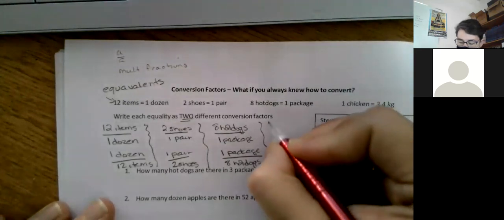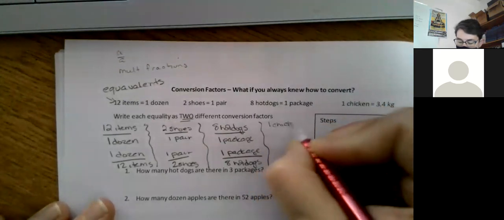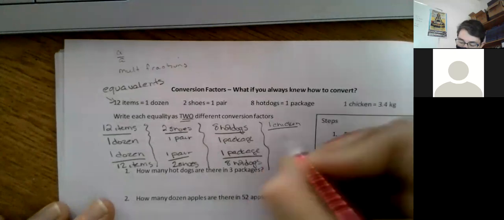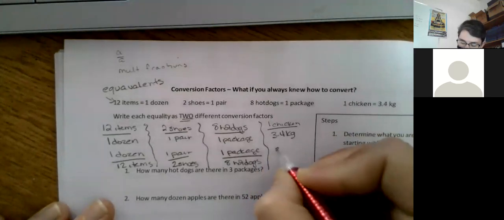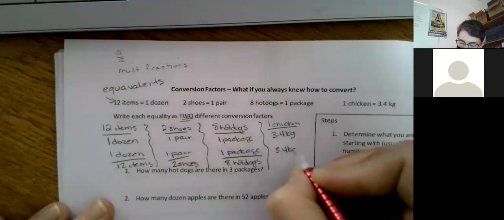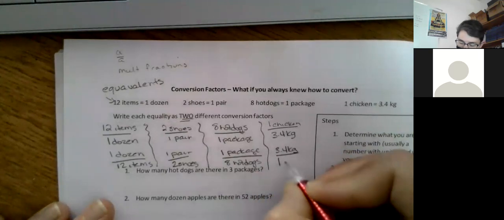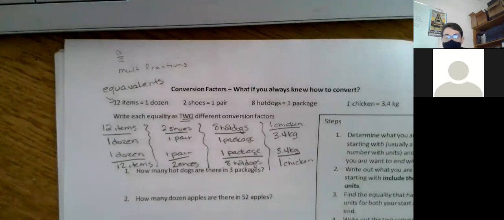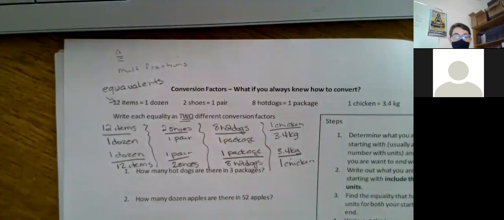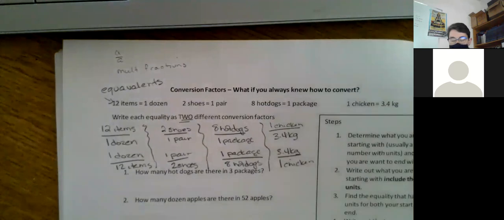And then we finally got 1 chicken, 3.4 kilograms for 1 chicken. I guess if we use the mathy stuff in the beginning of the year, these would all be considered rates, because a rate is two items being compared and the units don't match.